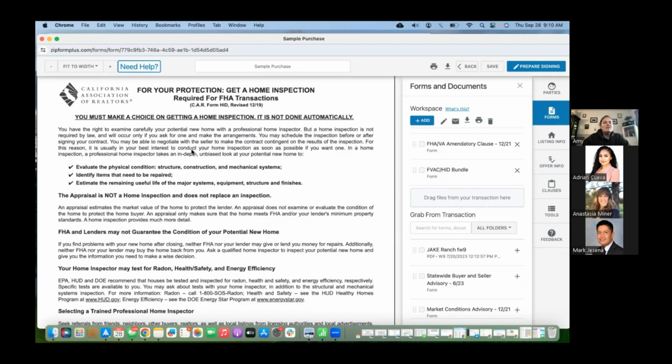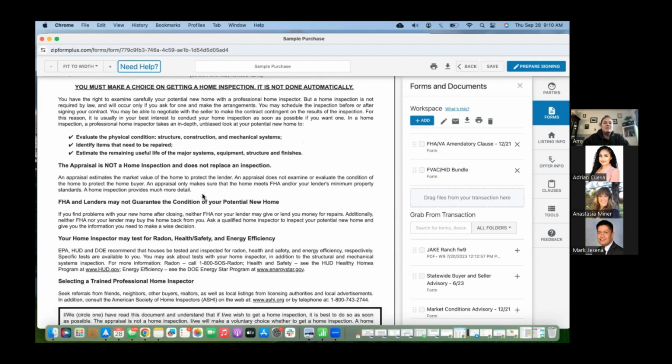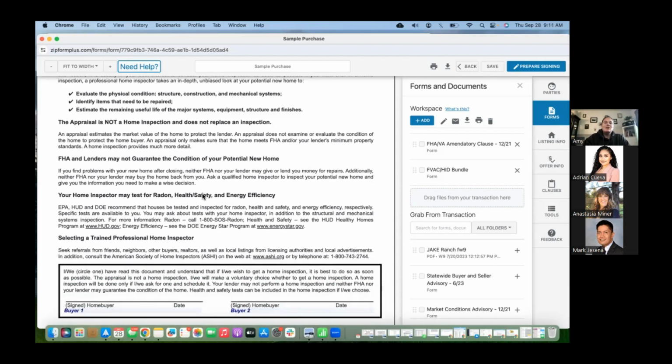In a home inspection, a professional home inspector takes an in-depth, unbiased look at your potential new home to evaluate the physical condition, structure, construction, and mechanical systems. Identify items that need to be repaired. Estimate the remaining useful life on the major systems, equipment, structures, and finishes. The appraisal is not a home inspection and does not replace an inspection. The appraisal estimates the market value of a home to protect the lender. An appraisal does not examine or evaluate the condition of the home to protect the home buyer. An appraisal only makes sure that the home meets FHA and/or your lender's minimum property standards. A home inspection provides much more detail.